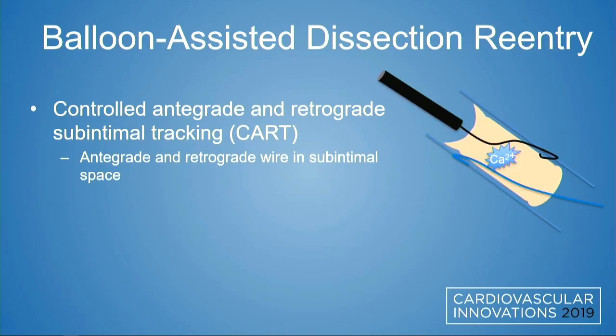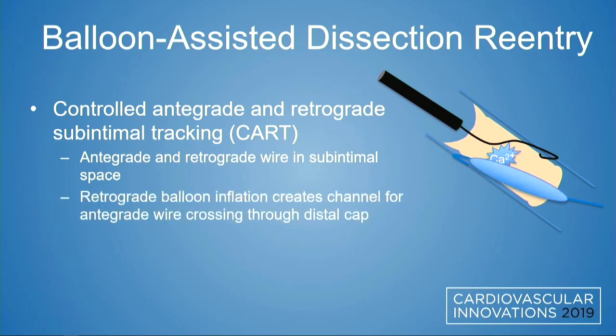We've talked a bit about the knuckled wire approach, which I think many operators start with. When that doesn't work, then balloon-assisted dissection reentry can be a helpful option. This ultimately is an antegrade and retrograde wire, which are located in the subintimal space, where calcification deflects those wires so they don't meet. In that case, a retrograde balloon is inflated to create a channel for antegrade wire crossing through a distal cap and allows passage of your wire.